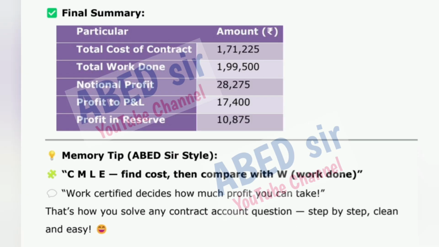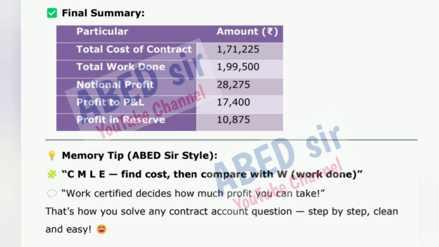Final summary. Total cost of contract 1,71,225. Total work done 1,99,500. Notional profit 28,275. Profit to P&L 17,400. Profit in reserve 10,875. Electric light bulb memory tip, Abed-Sir style.